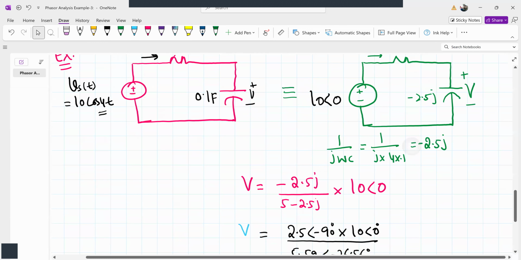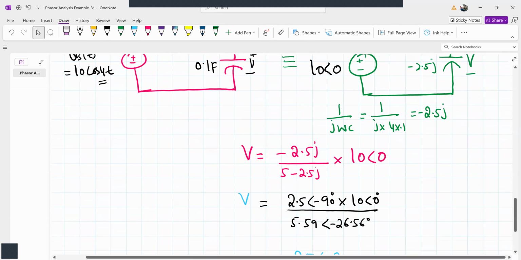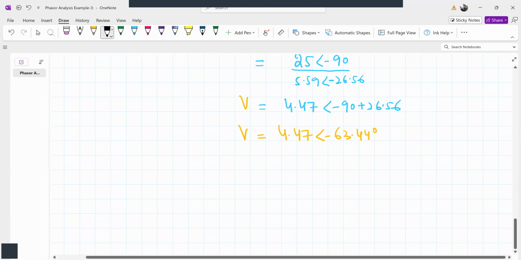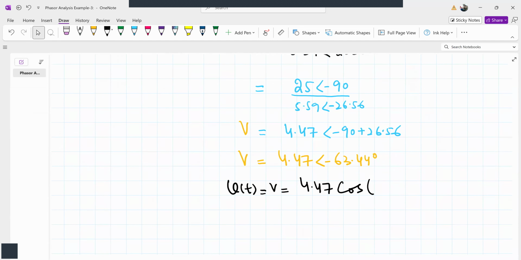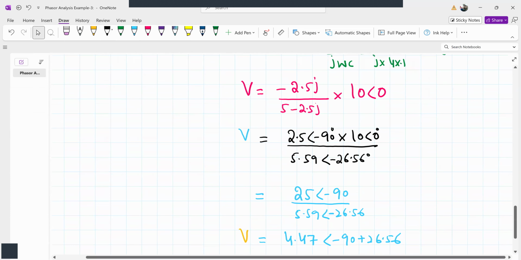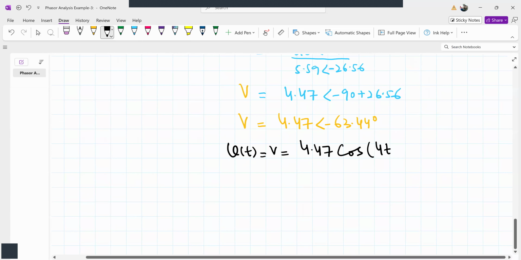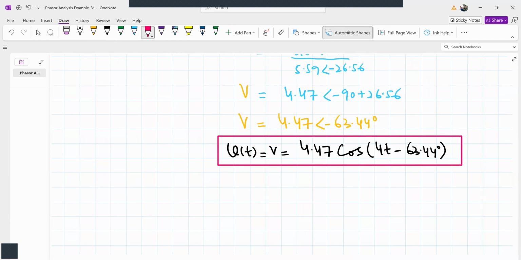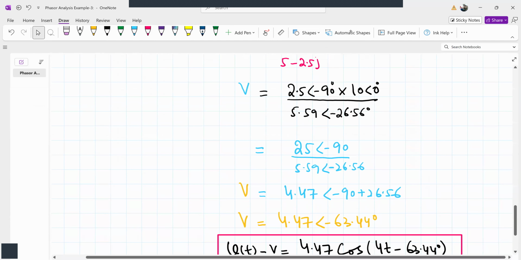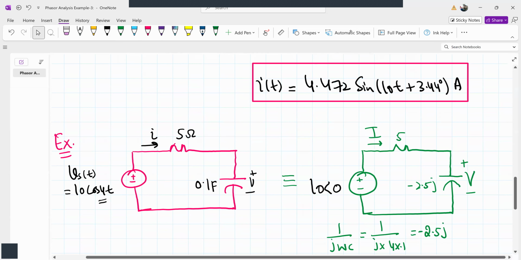So this is the voltage phasor. This is the voltage across this capacitor, but in phasor form. So how do we convert it into the time domain form? We say v of t, or simply small v, is amplitude 4.47. Since we started with cosine, we write cos. Frequency here is how much? 4. So we'll write 4t plus minus 63.44 degrees. So this is the voltage that we needed to find across this capacitor. Okay, see how simple it is to calculate in terms of phasors. It becomes mere manipulation of complex numbers.